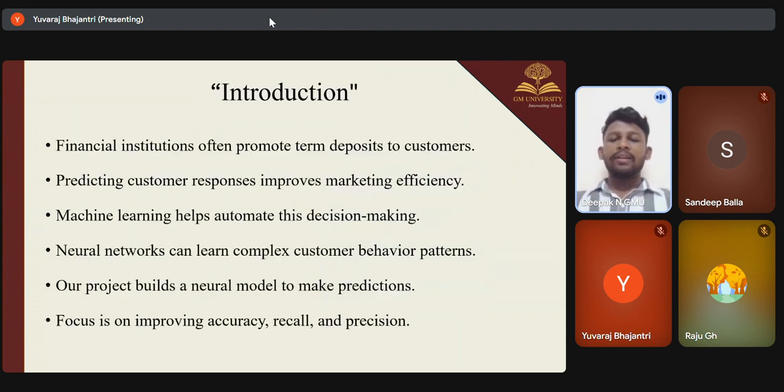Introduction. In the modern banking sector, understanding customer behavior and predicting future action is crucial for effective marketing strategies and improving customer engagement. Financial institutions often promote term deposits to customers. Predicting customer responses improves marketing efficiency. Machine learning helps automate the decision making. Neural networks can learn complex customer behavior patterns. Our project builds a neural model to make decision predictions. Focus is improving accuracy, recall, and precision.